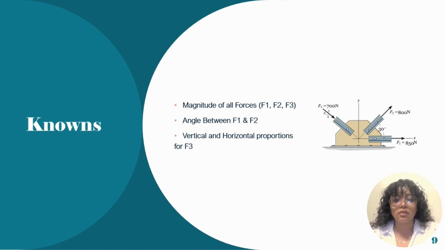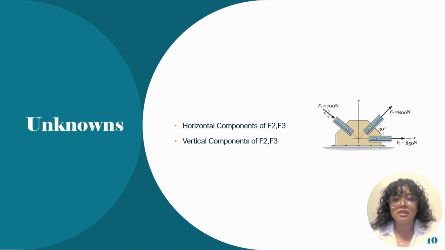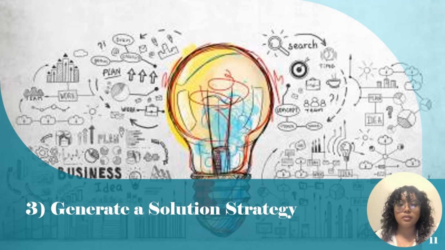So first off, we know the magnitude of all the forces. This includes force 1, force 2, and force 3. The angle between force 1 and force 2, which is 30 degrees, and the vertical and horizontal proportions for F3, which as you can see is completely parallel to the ground. Now our unknowns are the horizontal components of F2 and F3 and the vertical components of F2 and F3. This is because they're angled, so we have to calculate these manually.